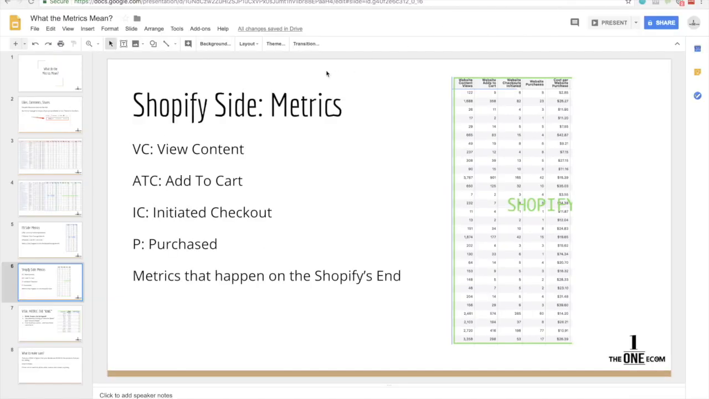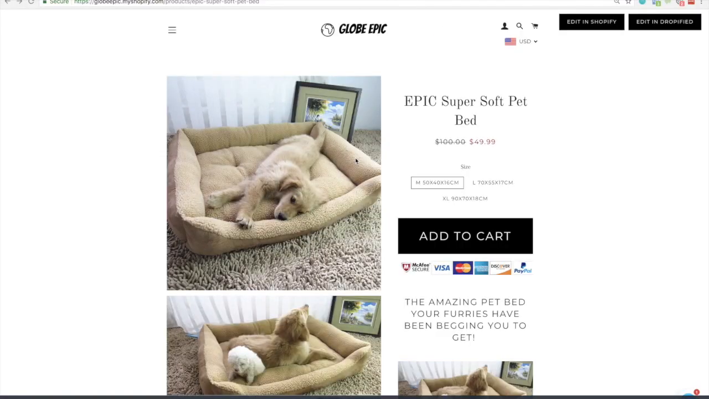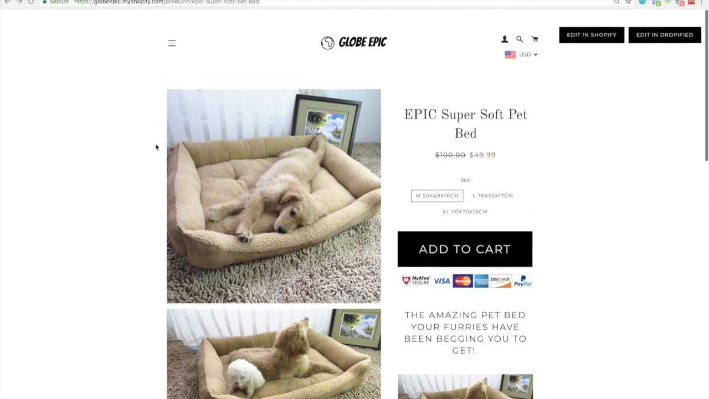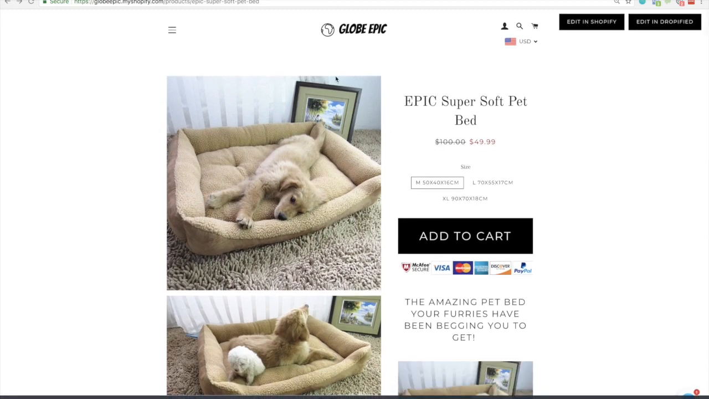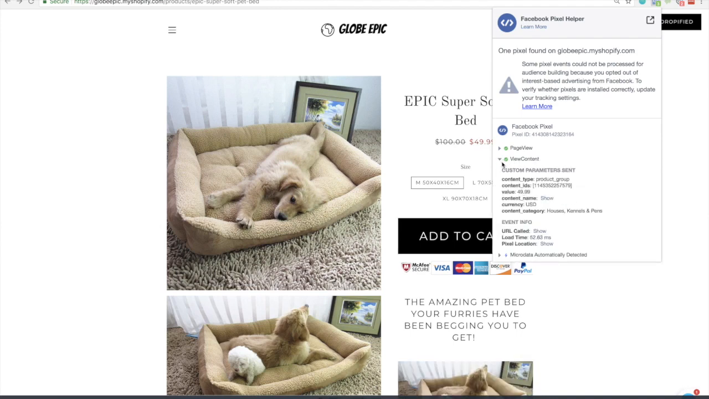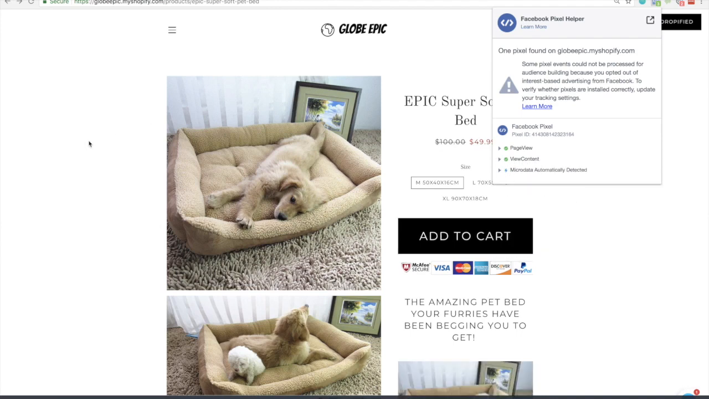So let me show you in real life because I want to make this crystal clear for you. So for example, I click on our, let's say our dog pet bed ad, right? And I land on this product page. This is going to be view content. You can see the view content pixel has fired, all right? Okay, so this is view content.